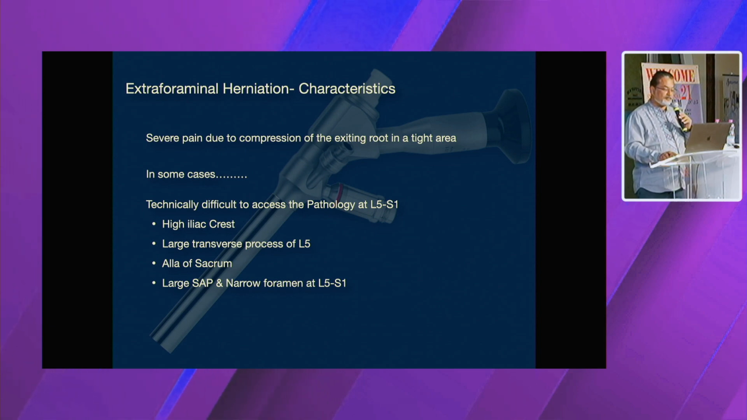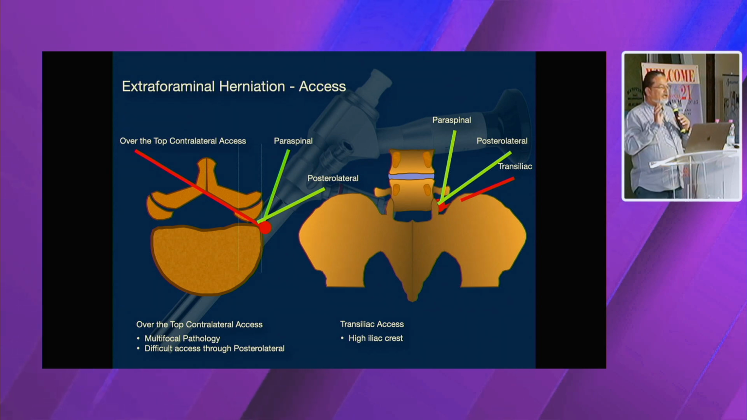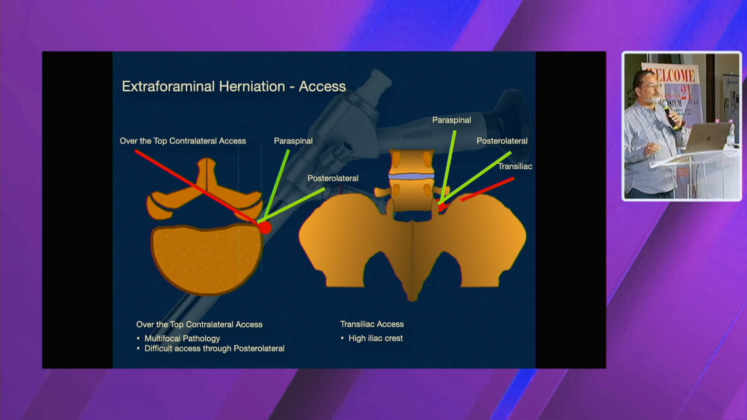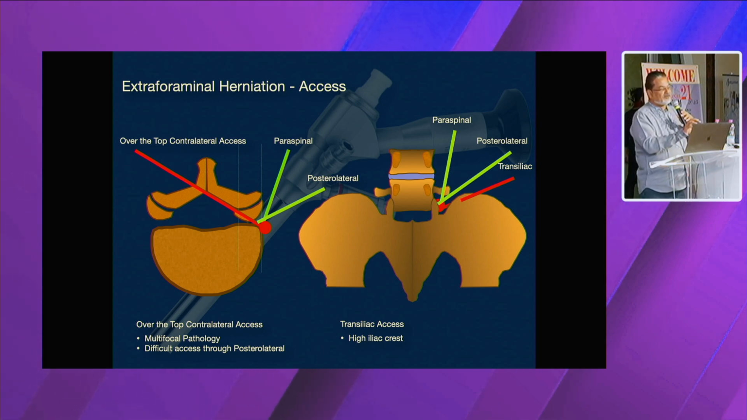with a narrow foramen at L5S1. The various accesses that are possible for extraforaminal herniation are, first, the classical posterolateral approach, that is the transforaminal surgery. Second is a paraspinal approach, which can be performed directly landing in the paraspinal region. And third would be the over-the-top contralateral access. So I'll show you a brief example of how these three techniques are done.